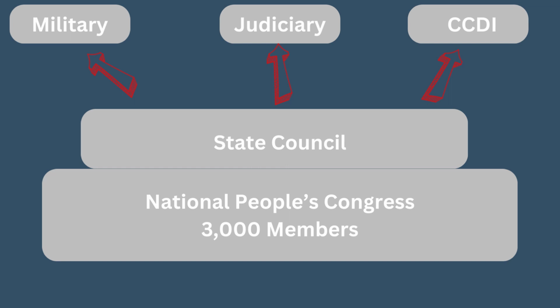From the National People's Congress, some members are moved on to the State Council. Those who are moved on to the State Council, again, that is determined by the CCP. And then it's the State Council that's really in charge of running the different branches of government. It runs the military, what's called the PLA, or People's Liberation Army. It runs the judiciary. It also runs something called the CCDI, which is the Central Commission for Disciplinary Inspection. When someone is removed from their post, and oftentimes removed from the party, it's the CCDI that does that.